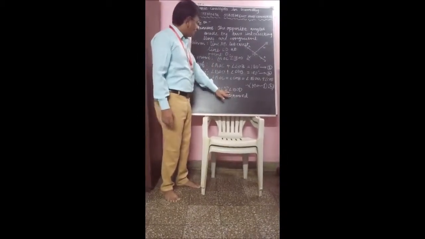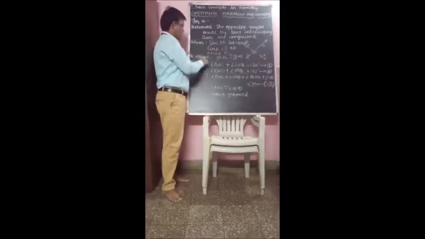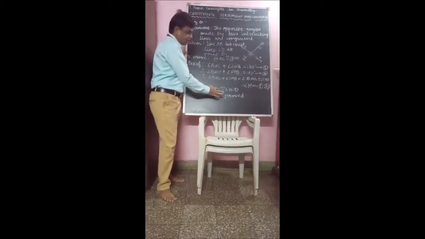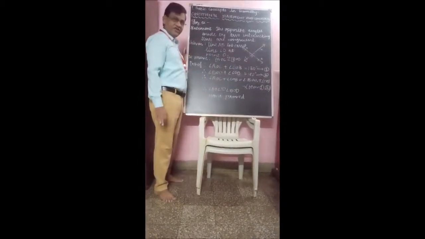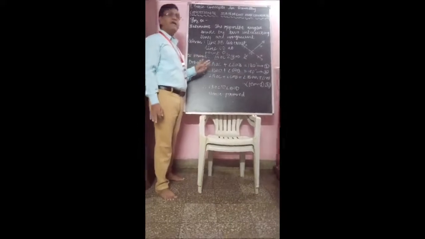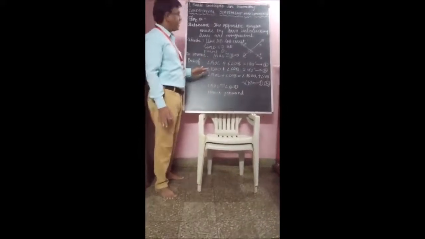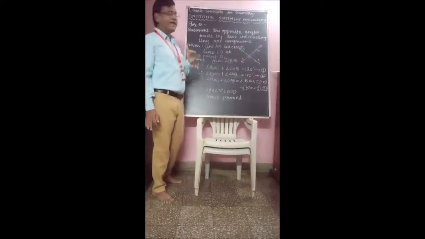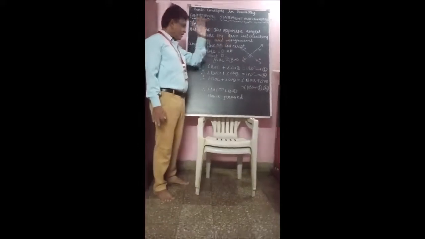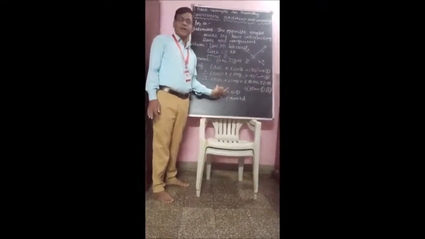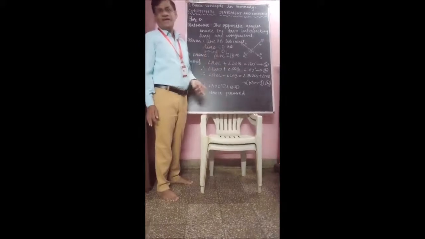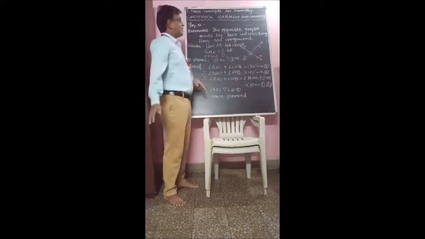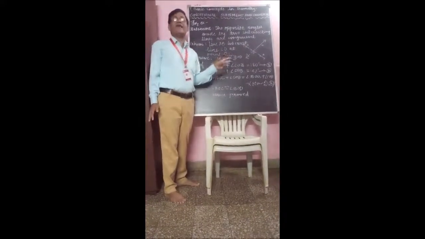This is proved. See here, what we had to prove was AOC is congruent to BOD, and here you proved that AOC is congruent to BOD. In this way, using the postulates and logical statements, you can prove any statement or theorem, and then use it to solve examples and sums in geometry. So this is called a direct proof.